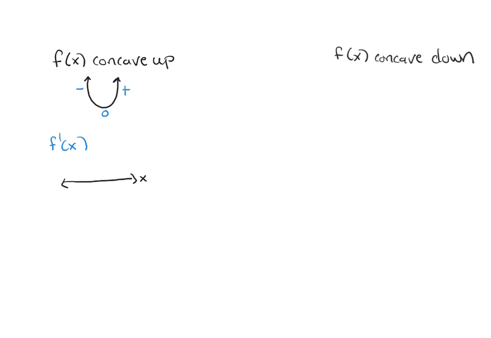So the derivative graph is decreasing, so it's negative. And then at the minimum point, it's 0, and then now it is positive. So notice when f of x is concave up, f prime of x is increasing.